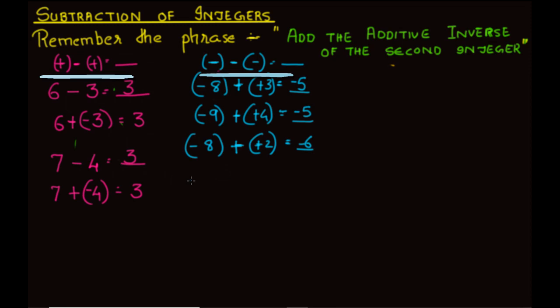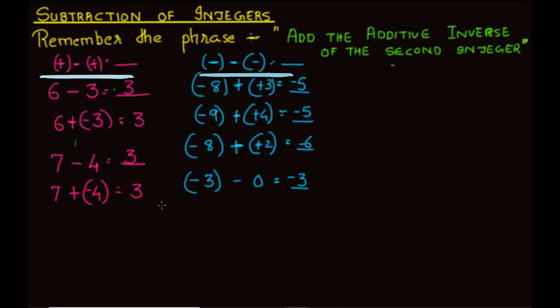Another example to understand better, negative 3 minus 0. Anything subtracted from 0 gives you the same integer. That's what we learned in the previous session, right?